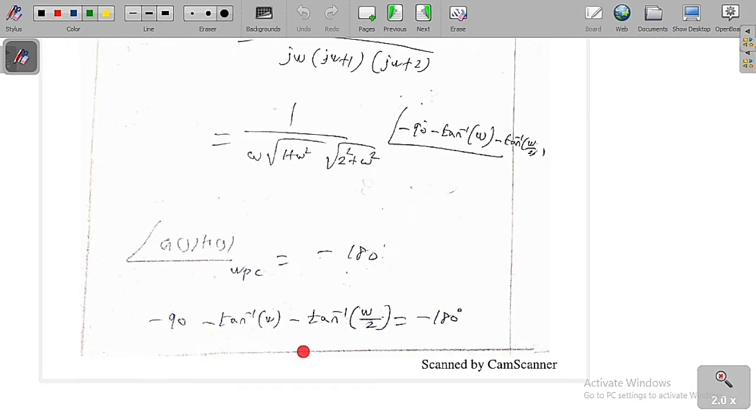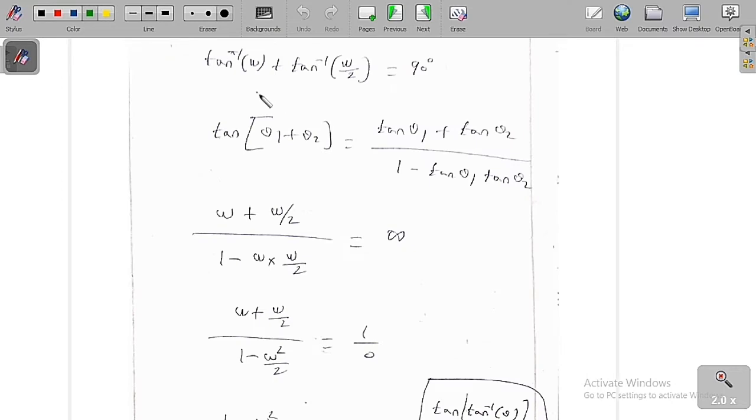This is the frequency at which the phase angle is minus 180. If you solve this, we get tan inverse omega plus tan inverse omega by 2 is equal to 90 degrees. Now, tan of (theta 1 plus theta 2) is equal to (tan theta 1 plus tan theta 2) by (1 minus tan theta 1 into tan theta 2). So if you apply tan on both sides, we get (omega plus omega by 2) by (1 minus omega into omega by 2) is equal to tan 90, which is infinity. Here tan of tan inverse of theta is nothing but theta.